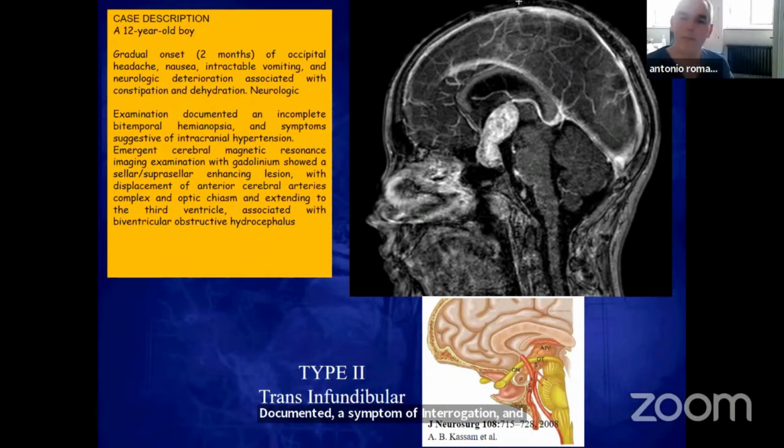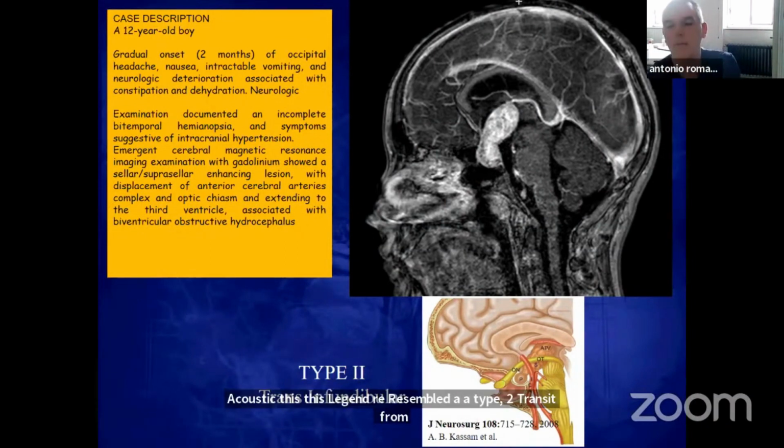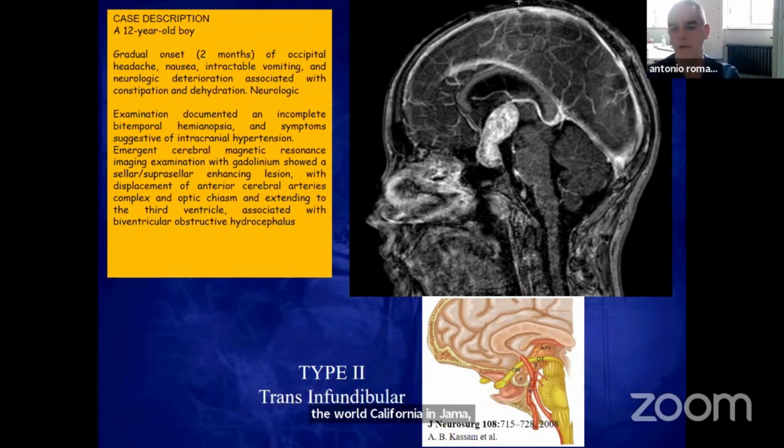So we decided to perform an emergent MRI that documented a solid lesion inside the sellar compartment, suprasellar and interventricular, with occlusion of both foramina of Monro and acute hydrocephalus. This lesion resembles a type 2 transinfundibular craniopharyngioma, like in the classification of Kassam for young colleagues.